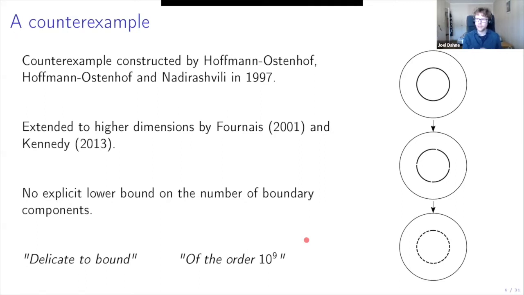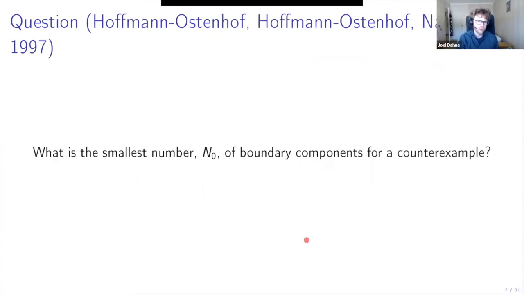Since the conjecture is still believed to be true for simply connected domains, at least we haven't seen any reason why it shouldn't be, a quite natural question is: what's the smallest number of boundary components for a counterexample? Maybe there is a counterexample which is simply connected. Well, then N0 would be 1. This is probably not the case. So then you can ask, what is the smallest number? This question was asked by the Hoffmann-Ostenhofs and Nadirashvili in their original paper where they gave this counterexample.